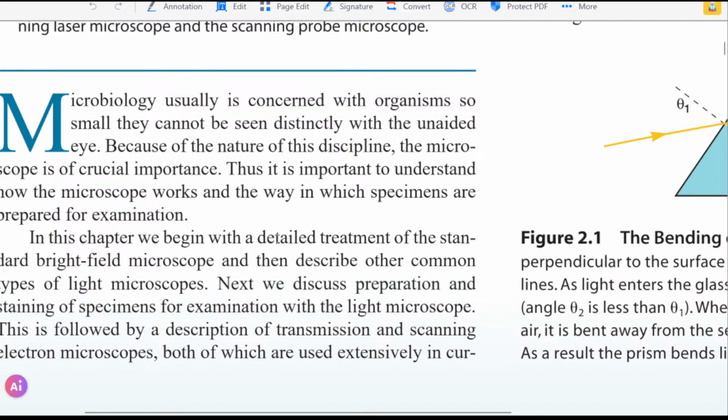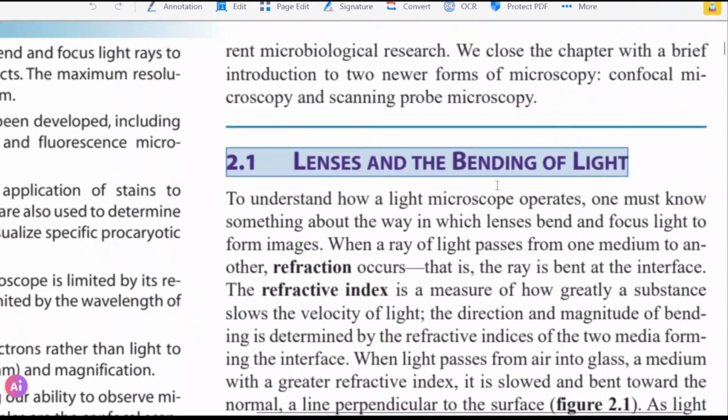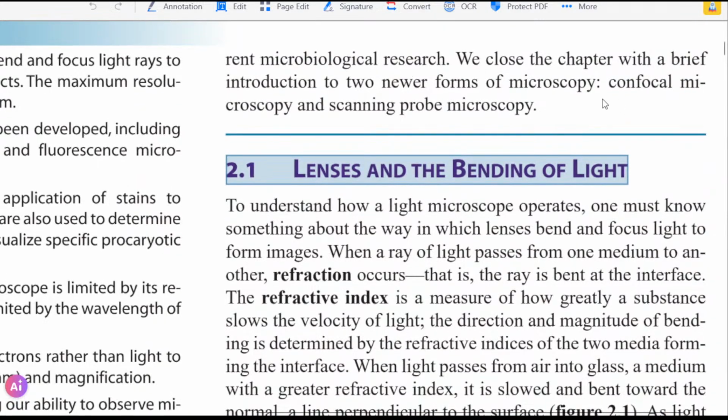So first we study how the microscope works, then we study staining, which means coloring of the specimens, because microorganisms are usually almost invisible. Fungi are usually colorful, but no, wait, they look colorless under the microscope as well if we don't stain them, although they are much easier to study in comparison to bacteria. This is followed by a description of transmission and scanning electron microscopes, both of which are used extensively in current microbiological research.